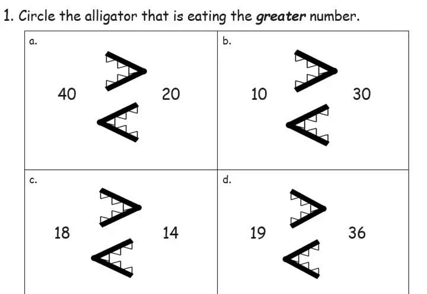This tutorial is for first grade, Module 4, Lesson 9. In this lesson, we're going to introduce the less than greater than symbols to the students. The directions say circle the alligator that is eating the greater number.